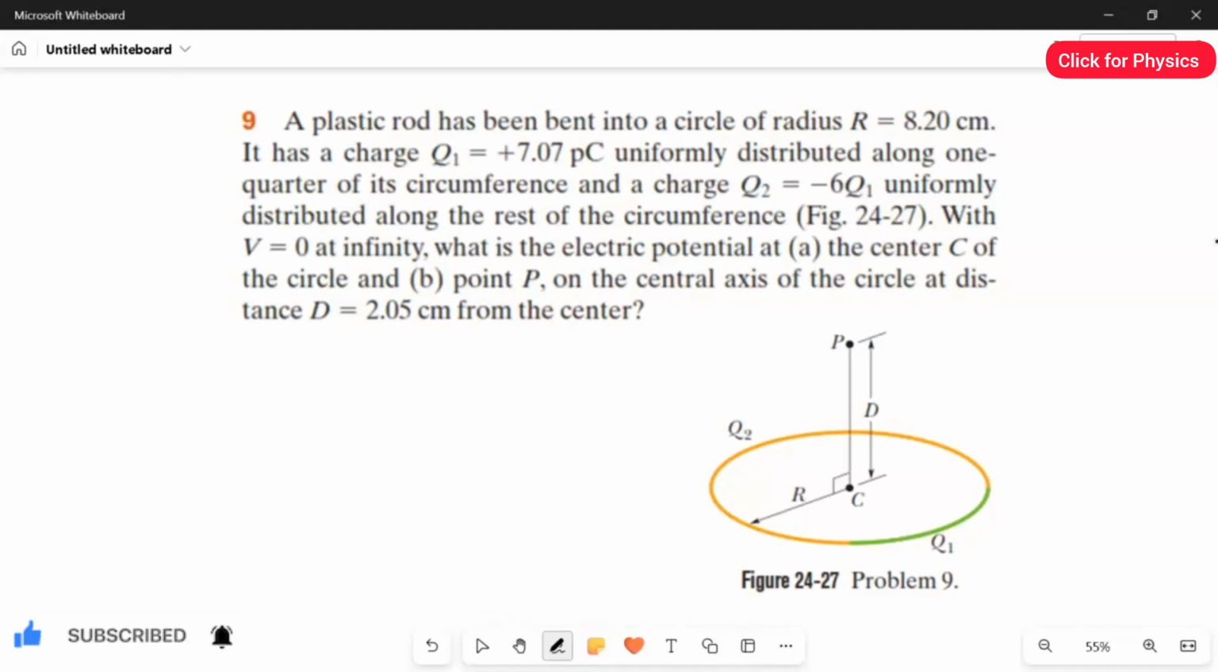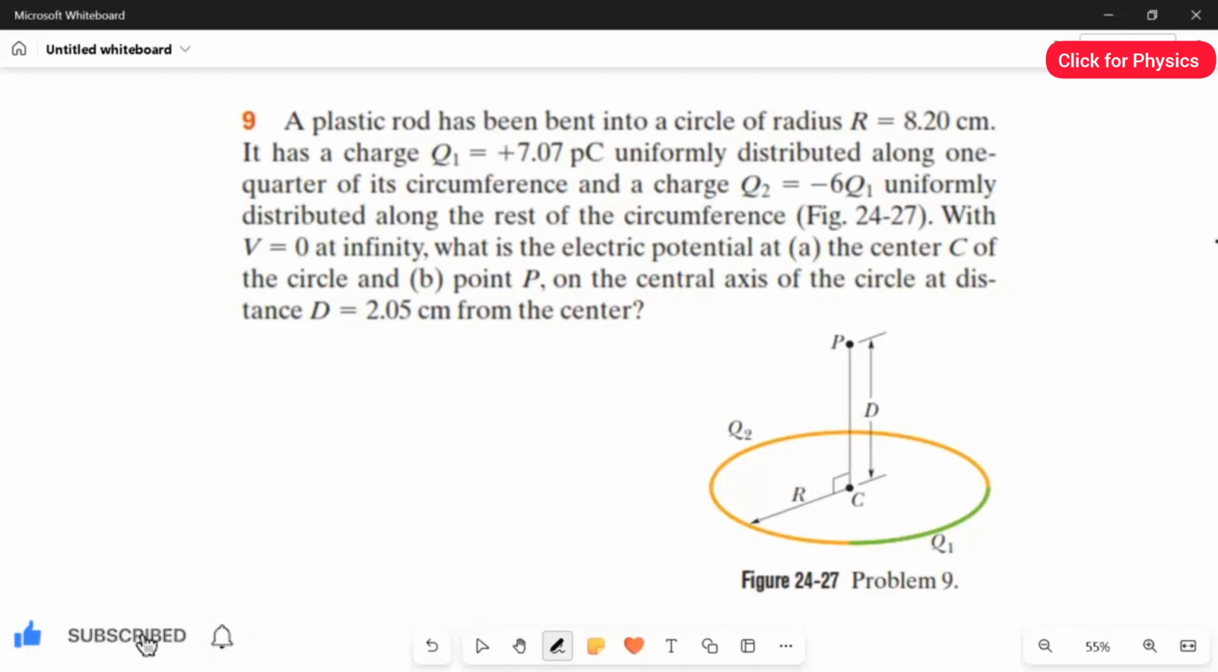So in the circumference of the circle, the charge q1 exactly occupied a quarter of the circumference. And then the rest of the part was covered by a charge q2. So the circumference was divided into two parts. That means in the quarter part, you have q1, and in the remaining rest of the parts, you have q2.